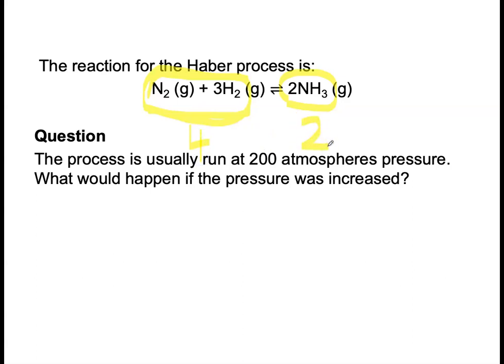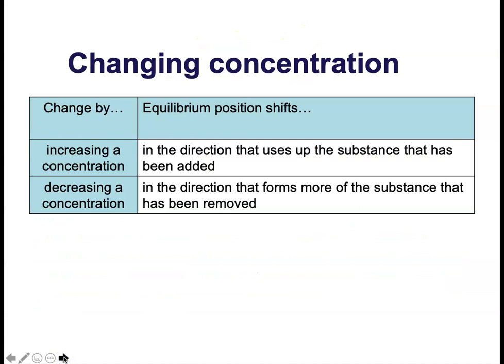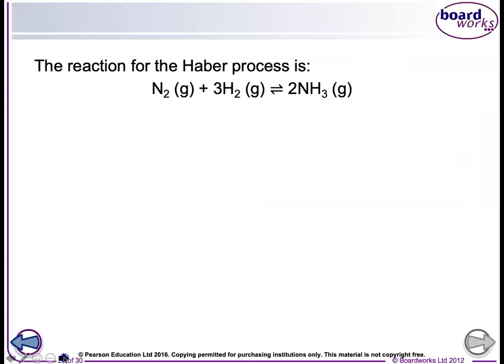If we increase pressure, then because the right hand side has only 2 gas molecules, equilibrium will move in this direction to form more ammonia. And there you have your answer. What about concentration then? If you increase the concentration of reactants, then the equilibrium moves to the product side. It's as simple as that.